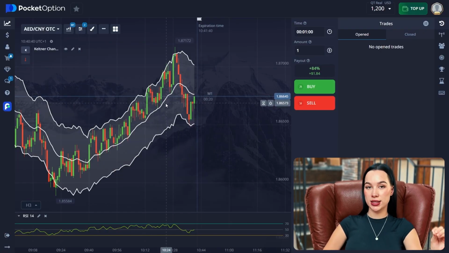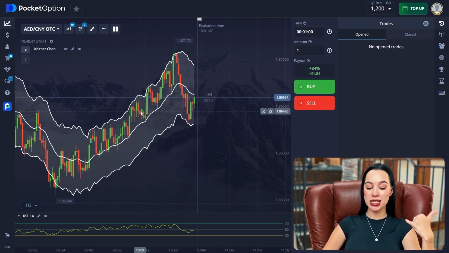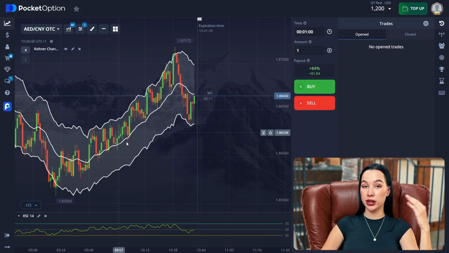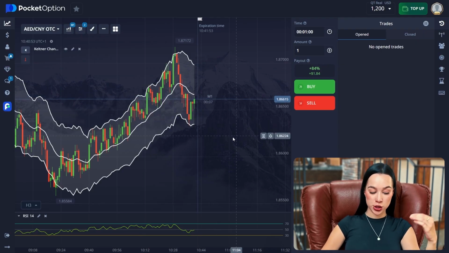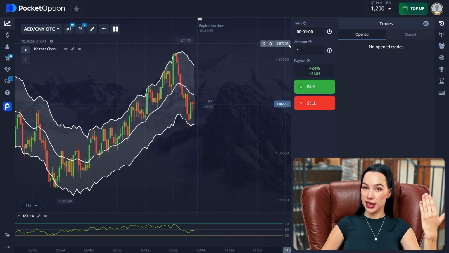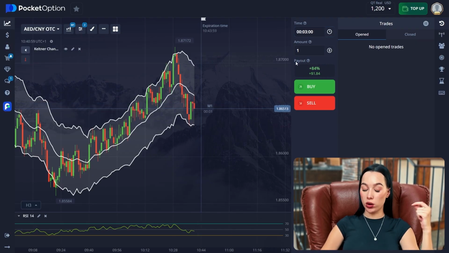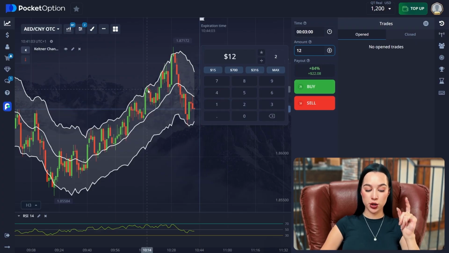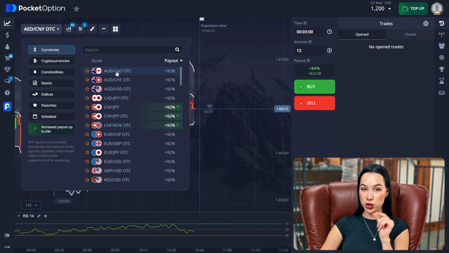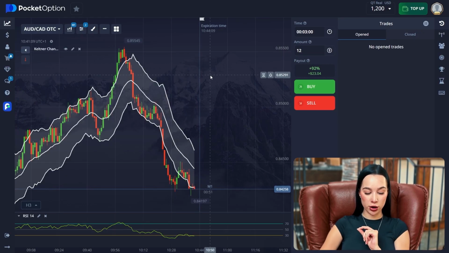So what does the Keltner channel indicator show? So first of all, it's trend direction. If price is consistently touching or staying near the upper band, the asset is in uptrend. So if near the lower band, it's in a downtrend. So when the bands widen, it means increased volatility. So when they contract, volatility is decreasing. And also this indicator shows potential entries. And now I'll also tell you more about this when we will open our first trade.